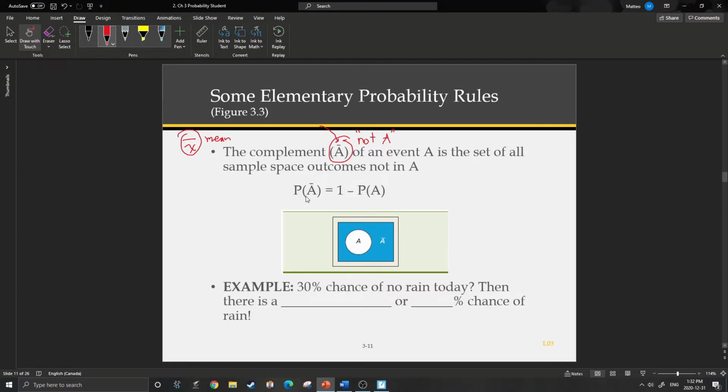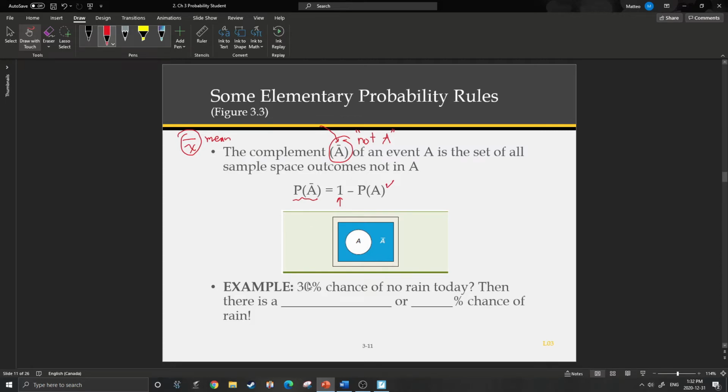So how would you calculate the probability of not A? Well, remember, all probabilities must add up to 1. Very important. So if I want to know the probability of not A, as long as I know the probability of A, I can calculate that.